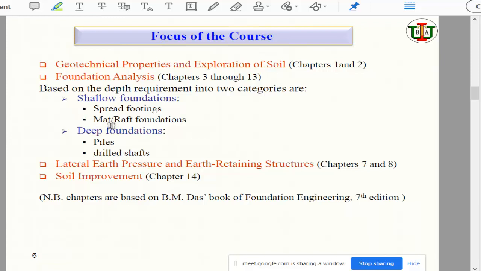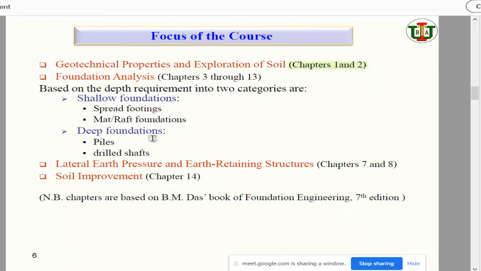So this is actually the outline of which topics we'll be discussing from which chapters. Like geotechnical properties and exploration of soil, we'll be discussing from chapters 1 and 2 combined. This is just a guideline, so that when so many lectures have been conducted and you're confused, you can see where the chapter is for shallow foundation, these kinds of things.